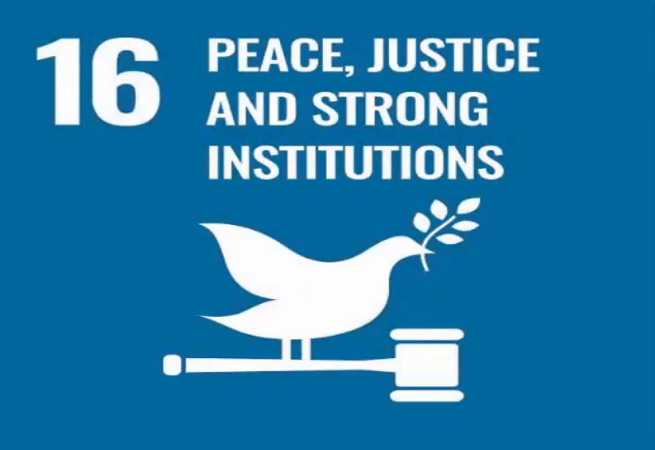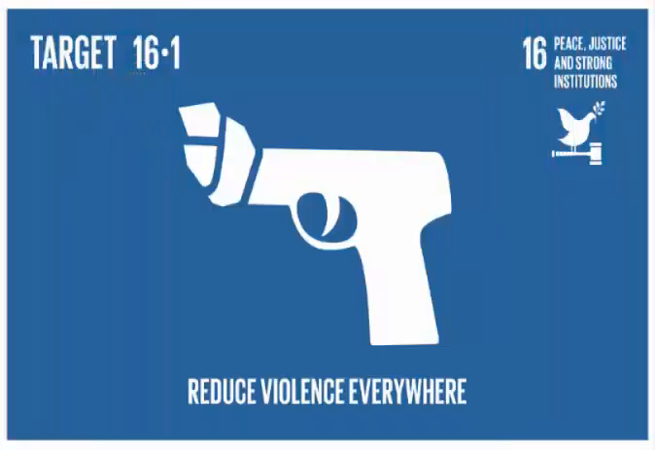It aims to promote peaceful and inclusive societies for sustainable development, provide access to justice for all, and build effective, accountable, and inclusive institutions at all levels. And it has 12 targets. Target number 1. Significantly reduce all forms of violence and related death rates everywhere.